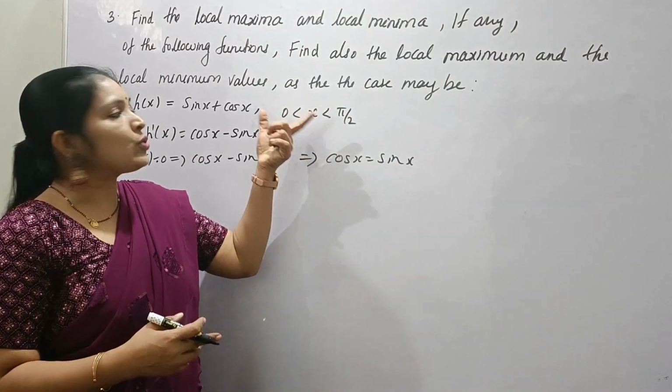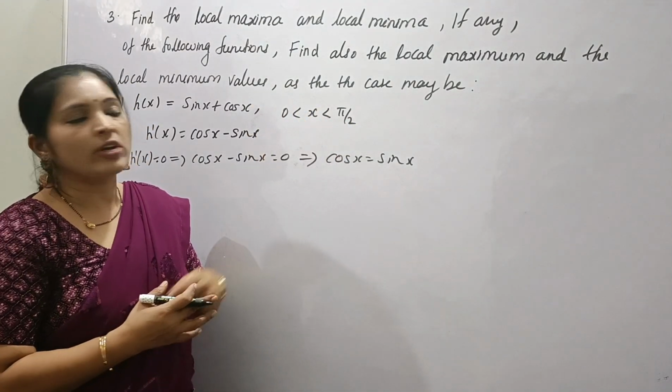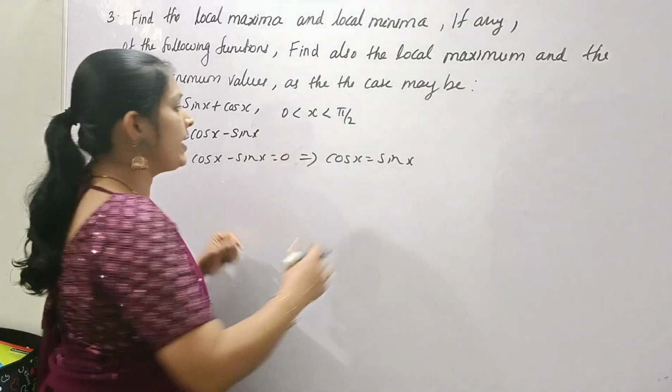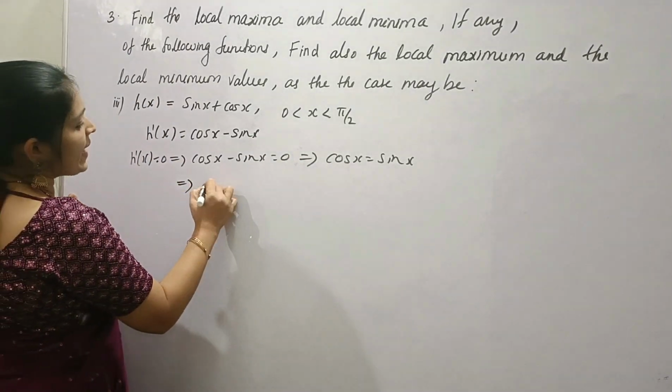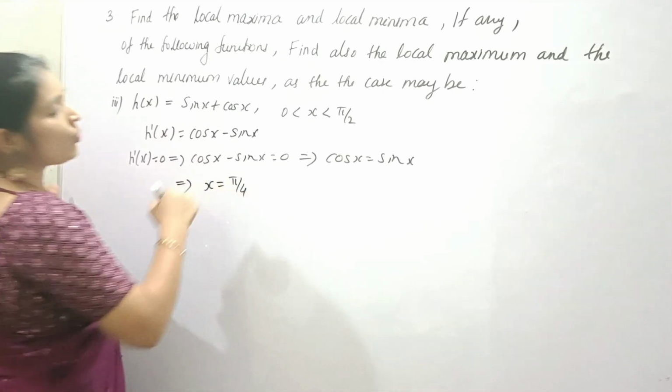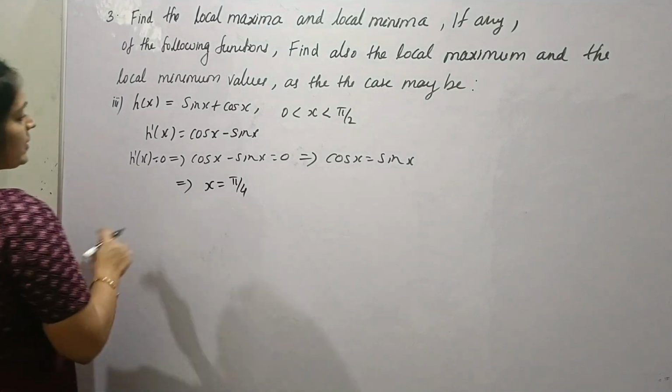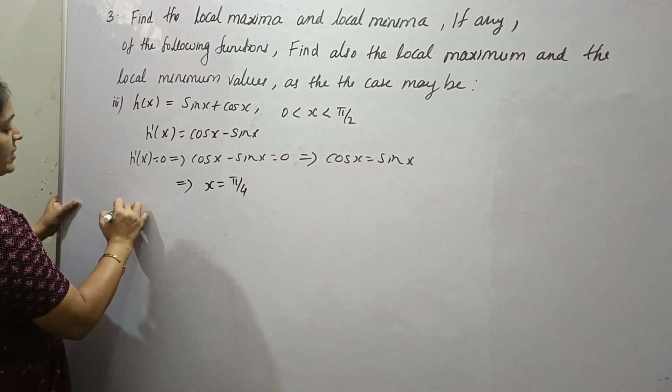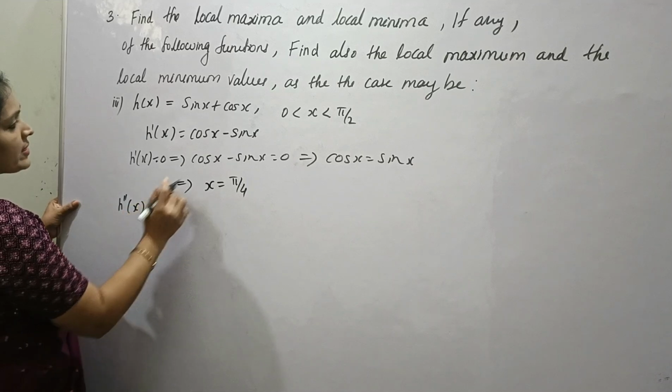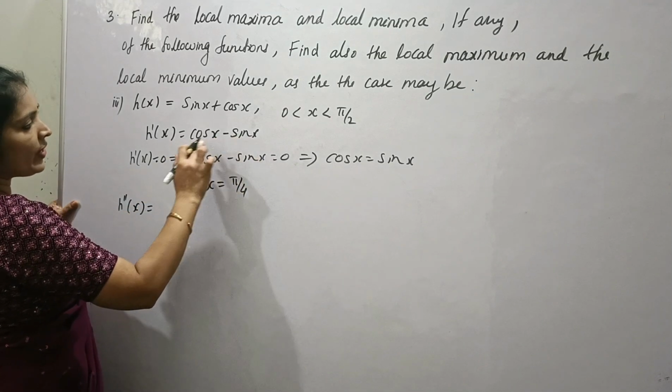This x should be between 0 to pi by 2. Yes, pi by 4 also belongs to this interval, right? So here this implies x is equal to pi by 4. Okay, and here we have got a critical point. Next we will find h double dash of x. Here it is h dash of x.